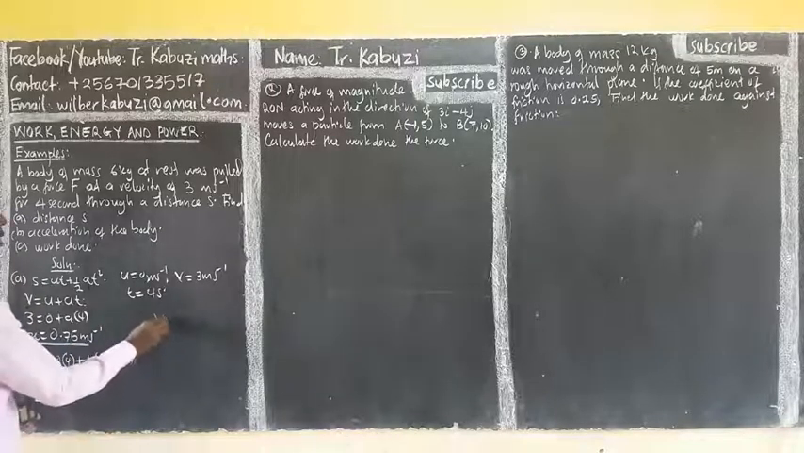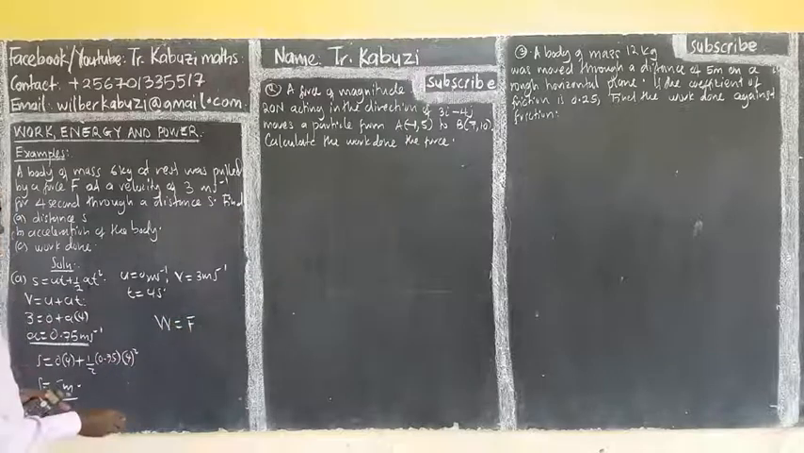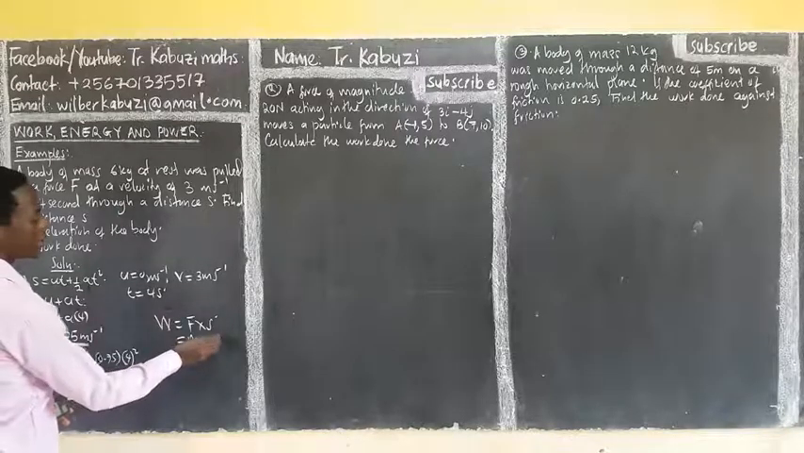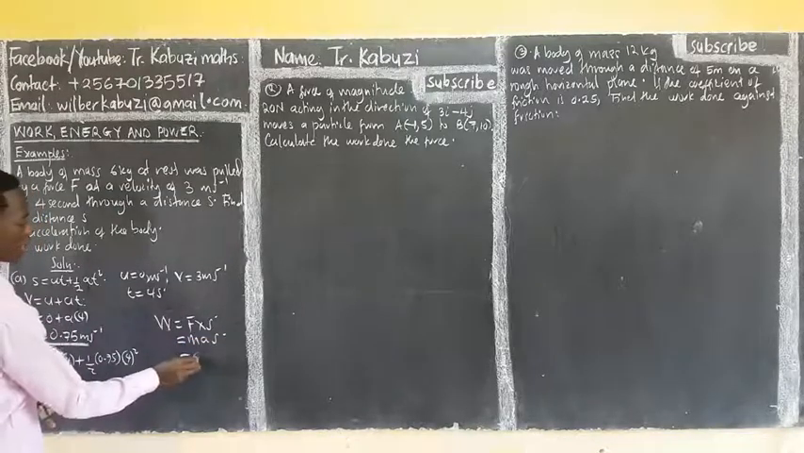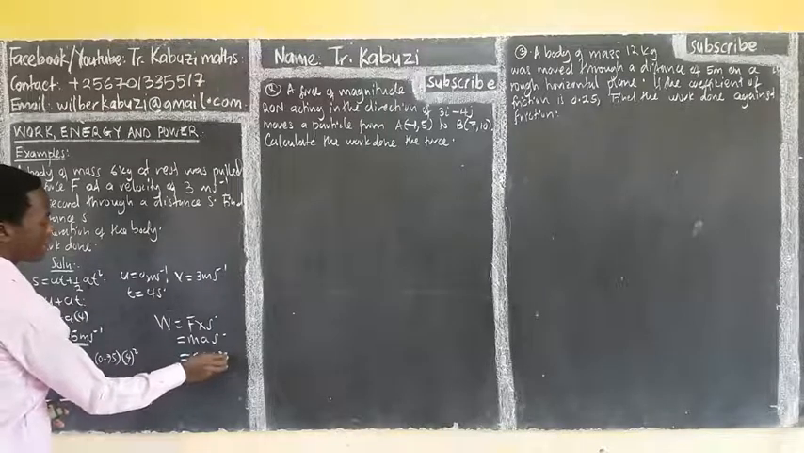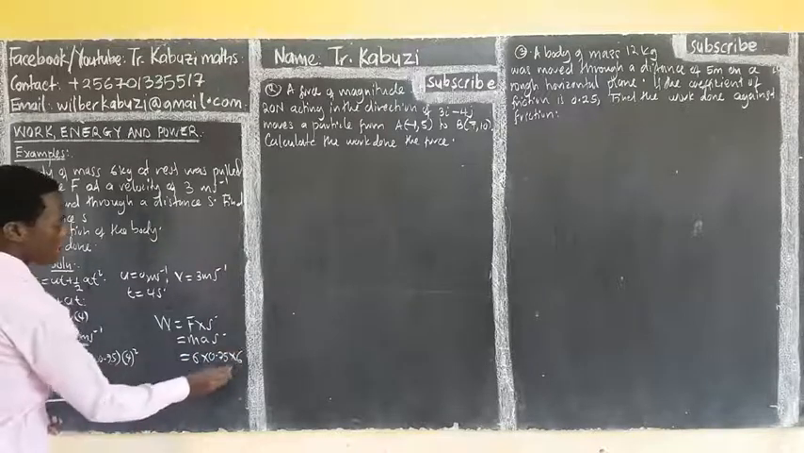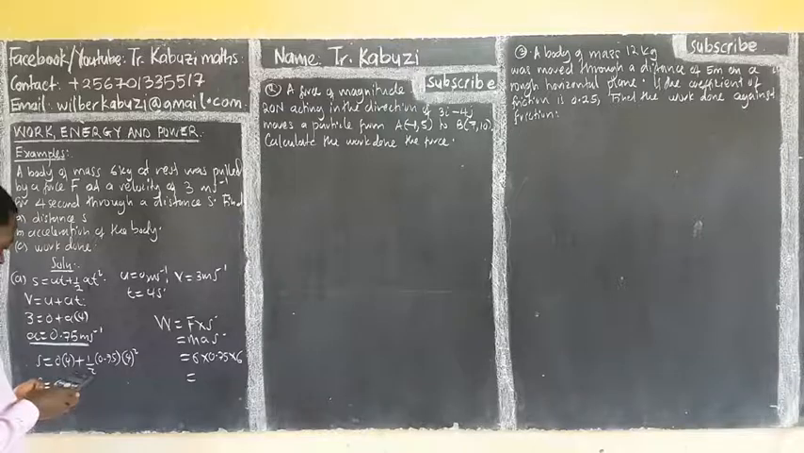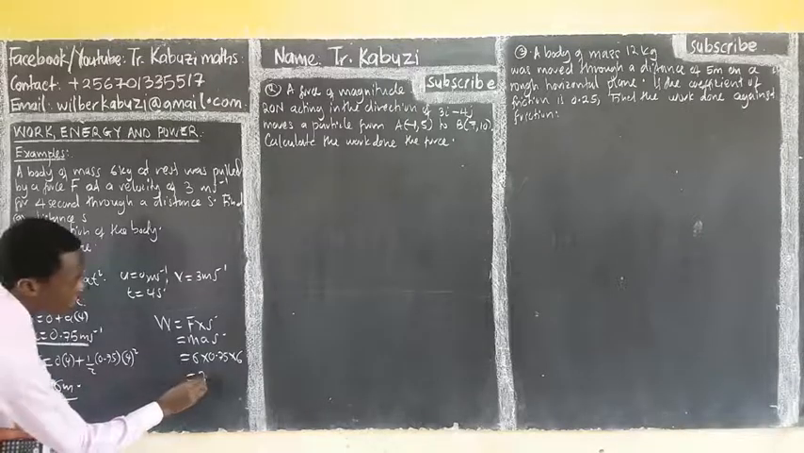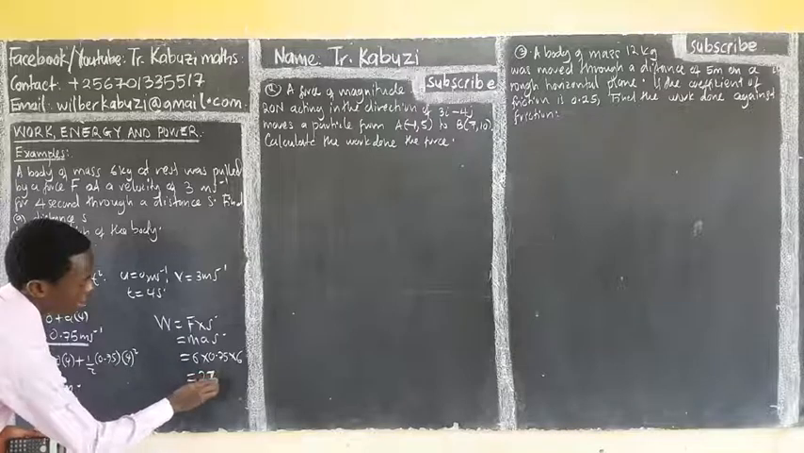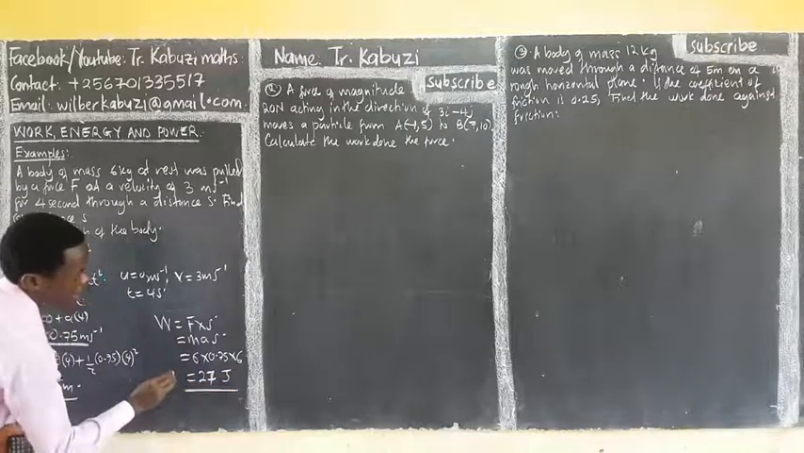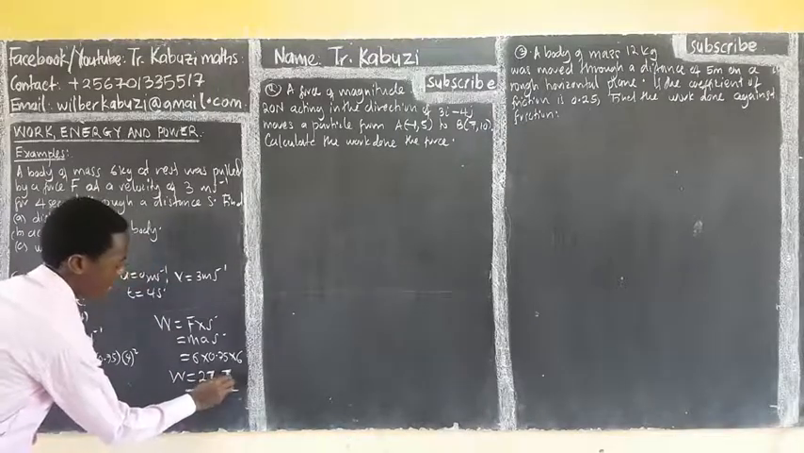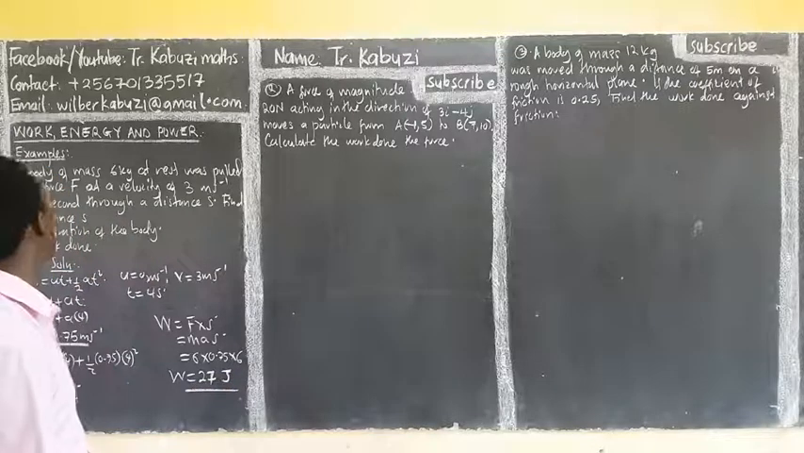So our work is equal to force times the distance. This force is the same as mass times acceleration, times S. So our mass was 6, times 0.75, then times a distance which is 6. And this is going to be 27. And we say the SI unit for work done is joules. So that's how we handle that.